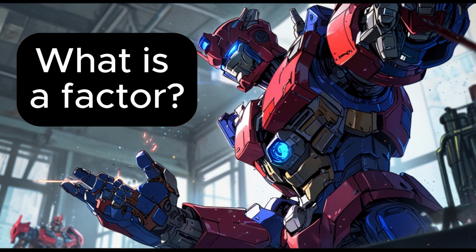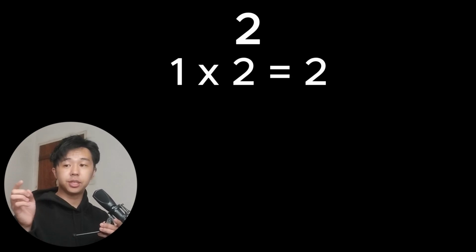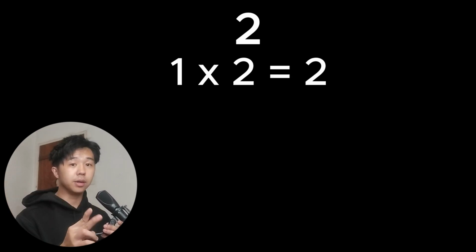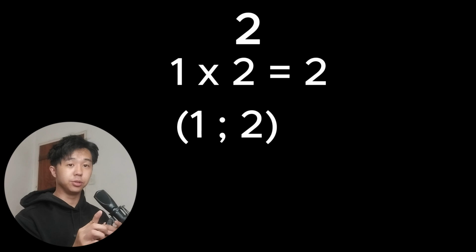A factor is a number that needs to be multiplied in order to create your desired number. Let's take 2. In order to create 2, you need to multiply 2 and 1. 1 times 2 equals 2. So the factors of 2 are 1 and 2.